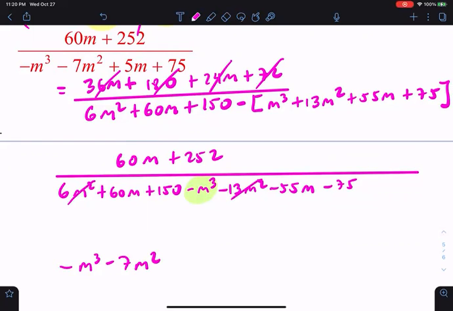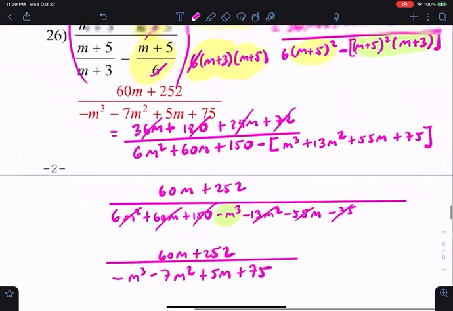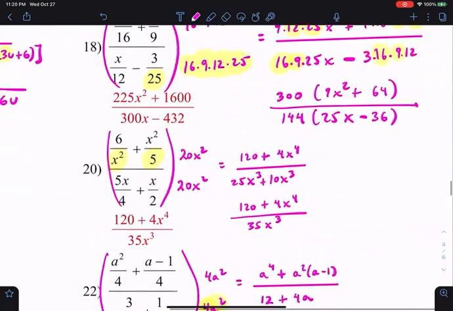And then you have the 55m and the 60m. So that's going to be 5m. And then these two, that's 75. Right? And then on the top, we're done, right? We simplify that already. So that's the answer for this problem. Okay? That's the answer.